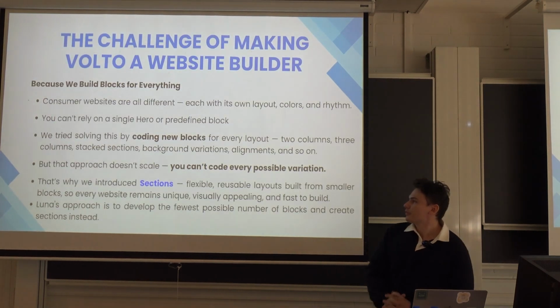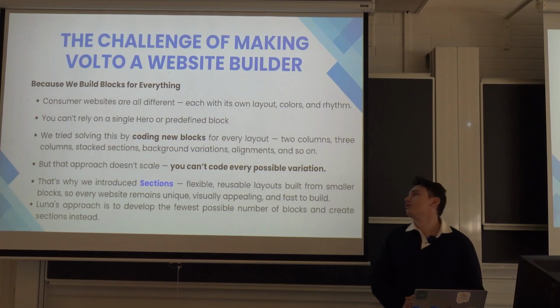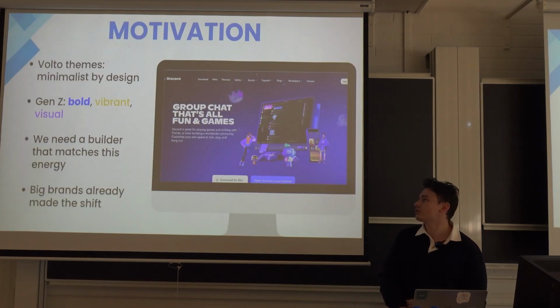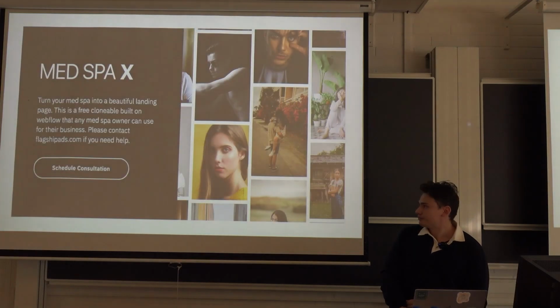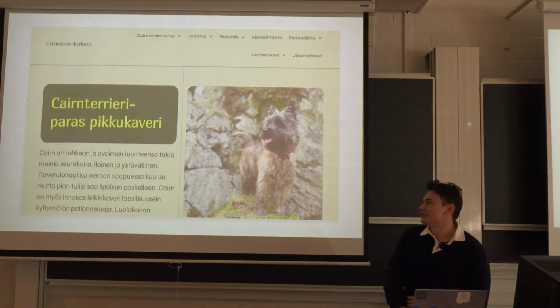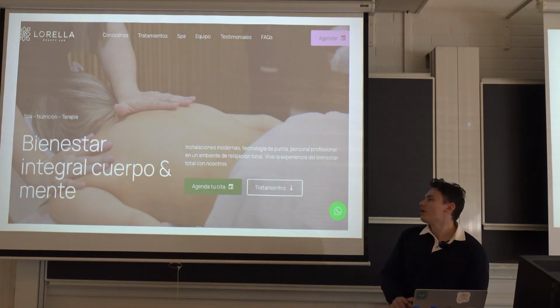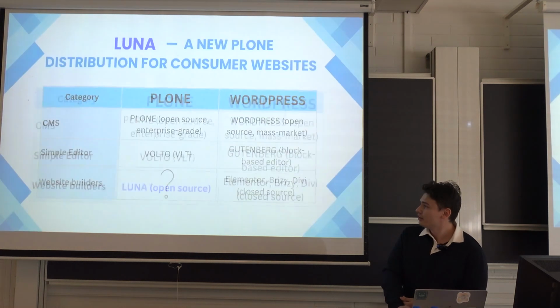Okay, so is it hard to create a website builder out of Volto and Plone? Well, it is, because these consumer websites all look different. So for instance, you can see again the Discord website, or this website, or this one, and this one. If you use Volto Light Theme, I mean the sites will pretty much look the same. So we cannot use Volto Light Theme for this kind of website.